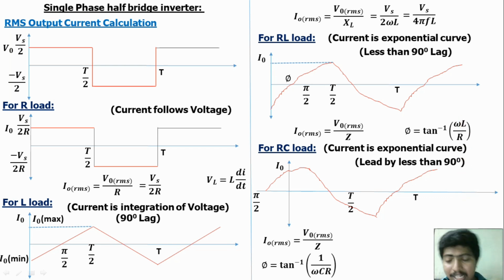Okay. These are the concepts. The RMS output voltage calculation is required to calculate the total harmonic distortion factor. The total harmonic distortion factor is a very important parameter to analyze the quality of inverters. Okay. In the next video, we will discuss how to find the total harmonic distortion for inverters.